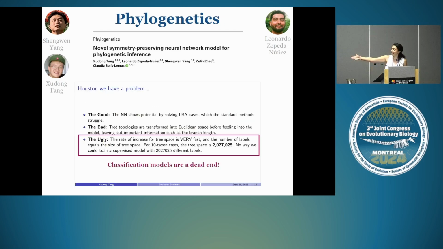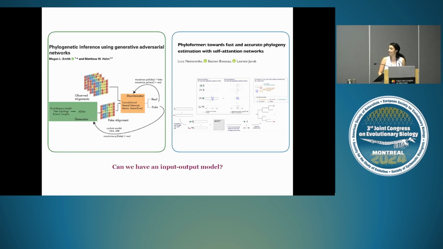And this is a slide that I stole from Zhang's presentation. He was at Evolution last year, where we think that perhaps a classification model is not the right way to go in phylogenetics, because if you have 4 taxa, like I said, there are 3 labels, okay? If you have 5 taxa, there are 15 trees, so those are the labels you're choosing from. If you want to do 10 taxa, you have over 2 million labels. So you cannot train a model to classify among 2 million labels. So maybe classification models are at that end.